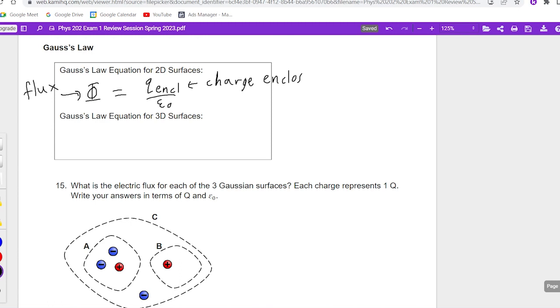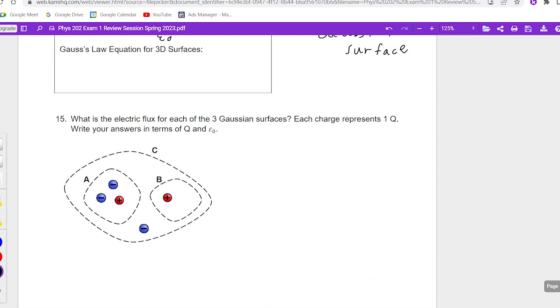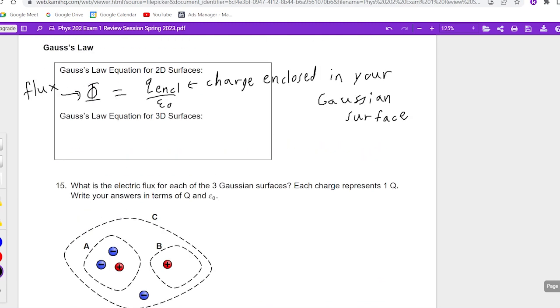The charge enclosed inside of what? The charge enclosed in your Gaussian surface. So that begs the question, what's a Gaussian surface? A Gaussian surface is an imaginary surface that you enclose your charge in. So you can even look at number 15. You can see I have 3 Gaussian surfaces as identified by the dotted lines.